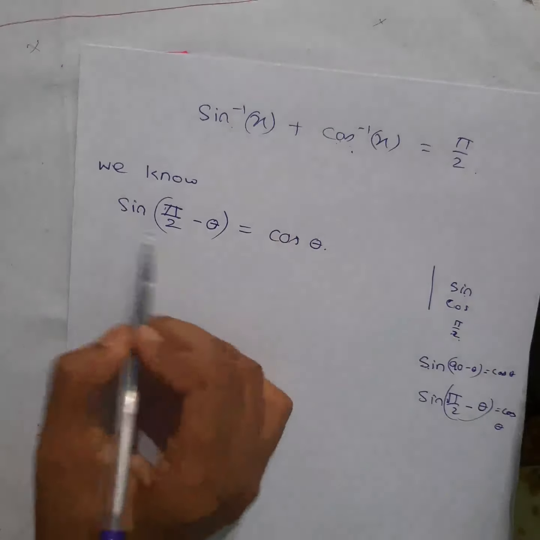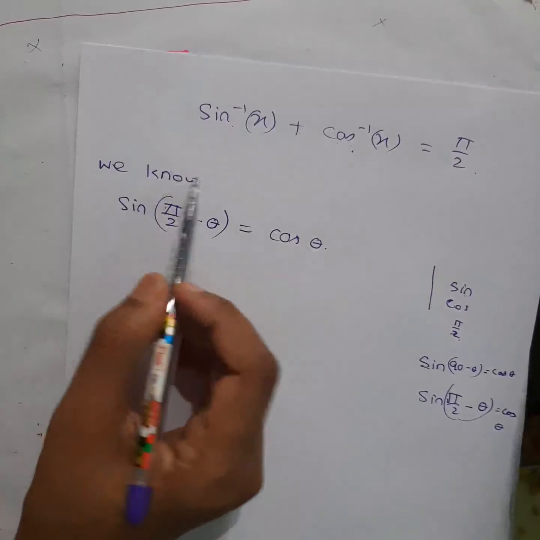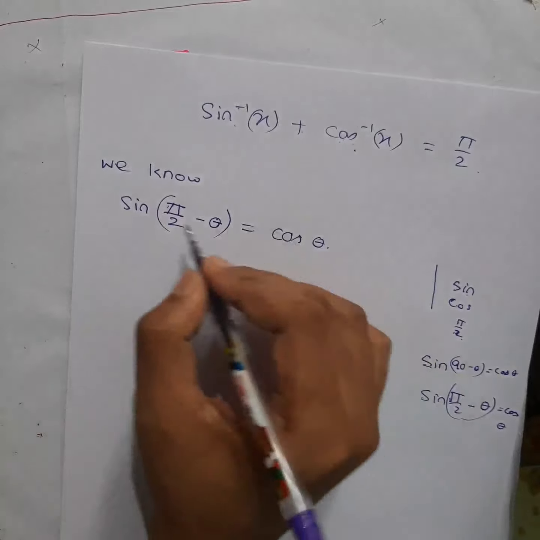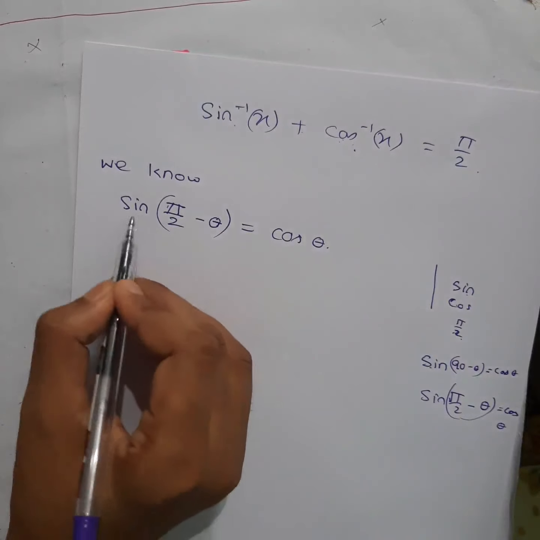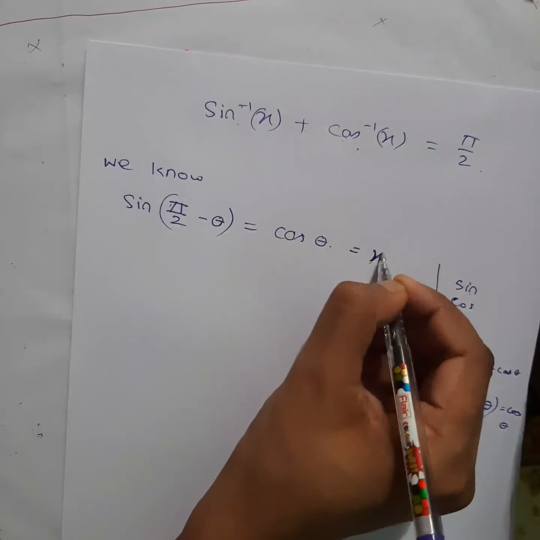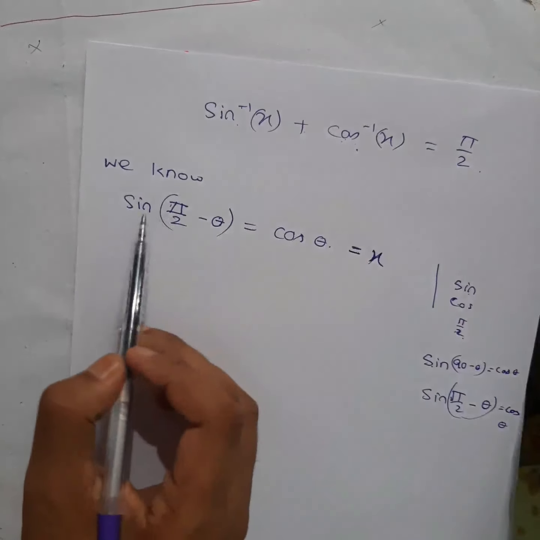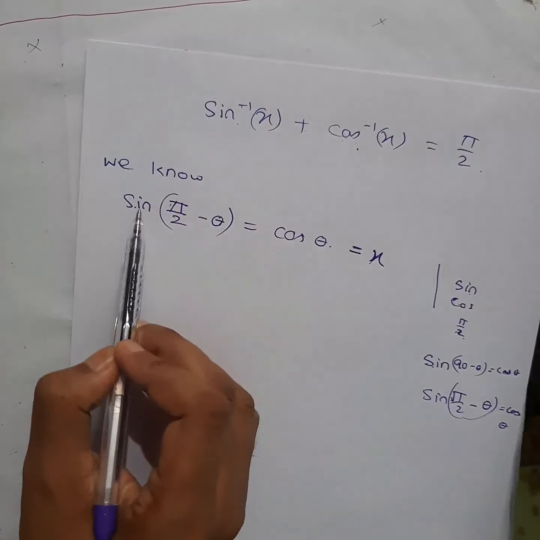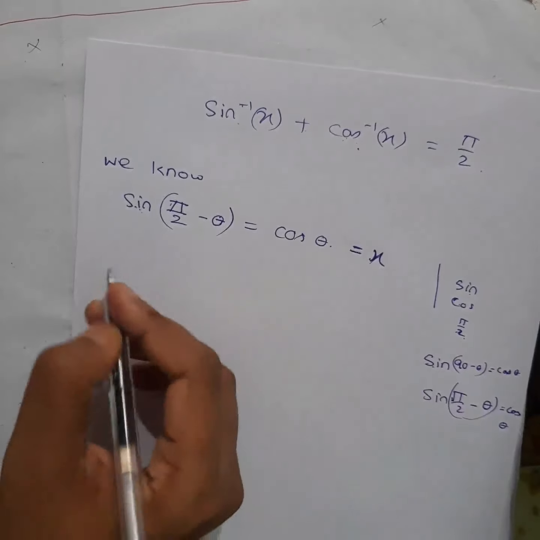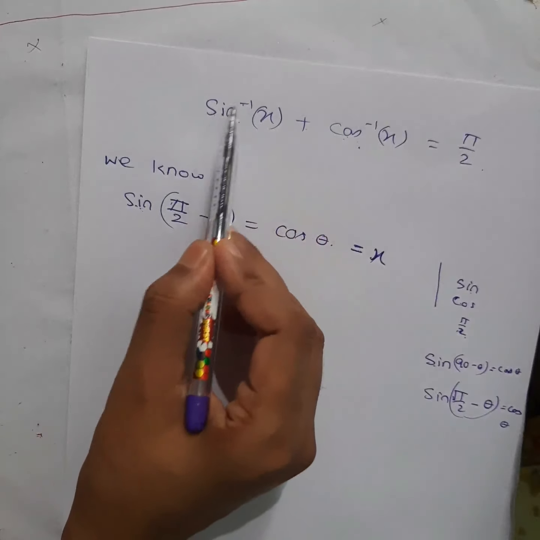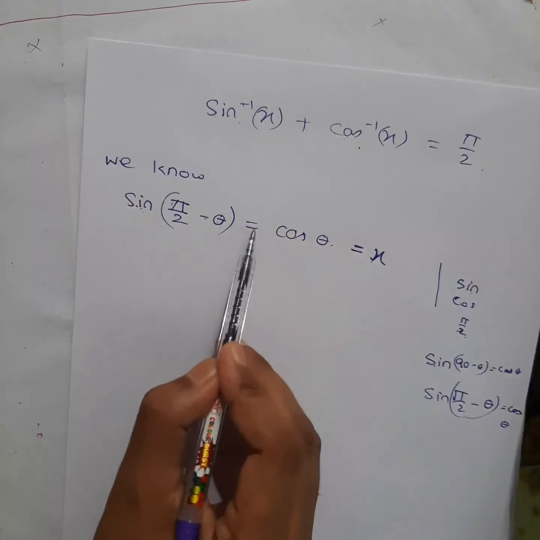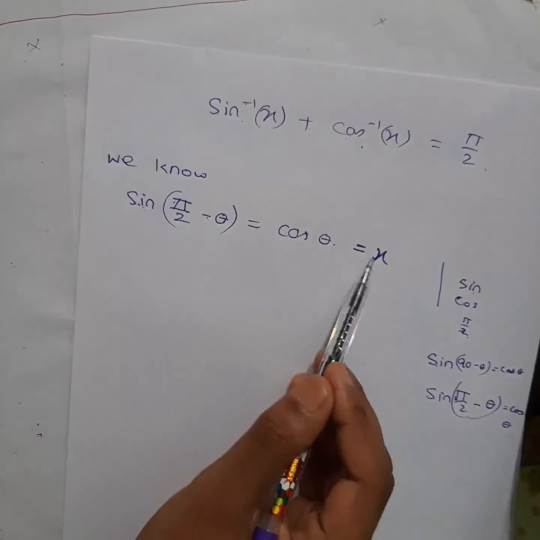Now can I write this like this? You have to make sine inverse x. To make sine inverse x, what do you need? Sine of pi by 2 minus theta should be equal to something, x. If I write x here, will there be any problem? Obviously not. Then I bring sine to the other side, and it becomes sine inverse. So to get sine inverse x and cos inverse x, can I write sine of pi by 2 minus theta equal to cos theta equal to x? Can I define it like this?